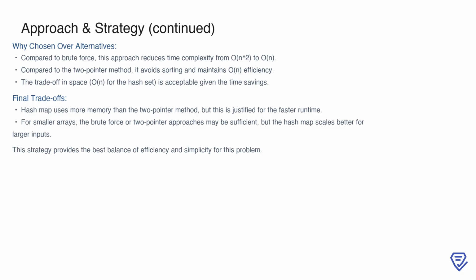Compared to the two-pointer method, it avoids the need for sorting, maintaining O(n) efficiency while preserving the original order of elements. The trade-off for this speed is the additional memory required for the hash set, but this is a reasonable compromise given the performance gains. While the brute force or two-pointer methods may suffice for smaller inputs, the hash map approach scales better and remains the most robust solution for larger datasets. Overall, this strategy provides an elegant and efficient solution to the problem, ensuring both accuracy and speed.